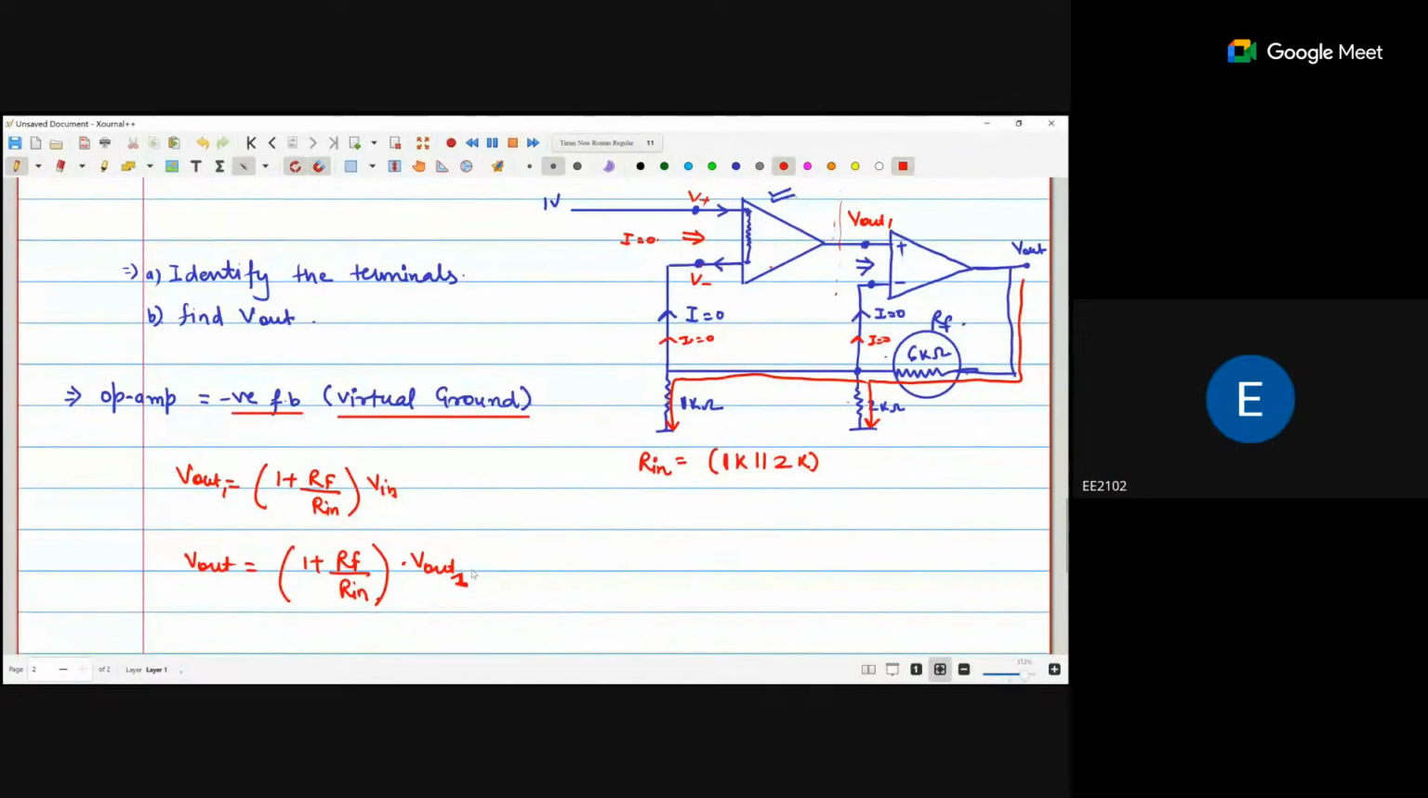So we are taking the virtual ground condition. That means the current inside is 0. I is 0. If current inside is 0, that means the current coming from the V out as a feedback path will pass through the 6 kilo ohm and then be distributed between the 1 kilo ohm and 2 kilo ohm, because there is no different path. If the current is not 0 here, we can't say that these two are in parallel.